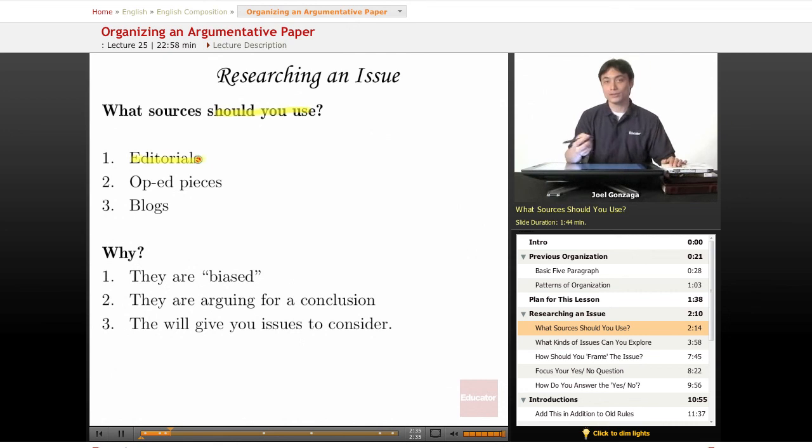Find those editorials. An editorial is by definition somebody giving you their opinion. And you also need to read those op-ed pieces. Those are similar to editorials. Maybe they're a little bit less fire and brimstone kind of speaking, but they're important too.